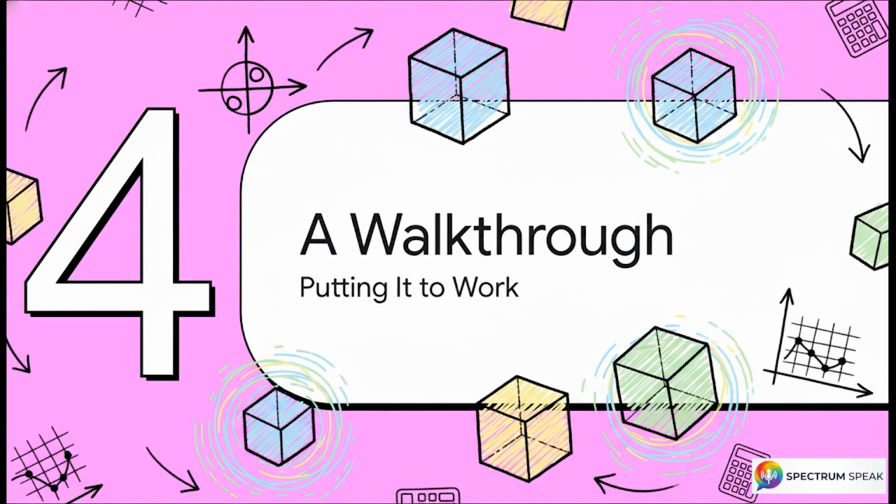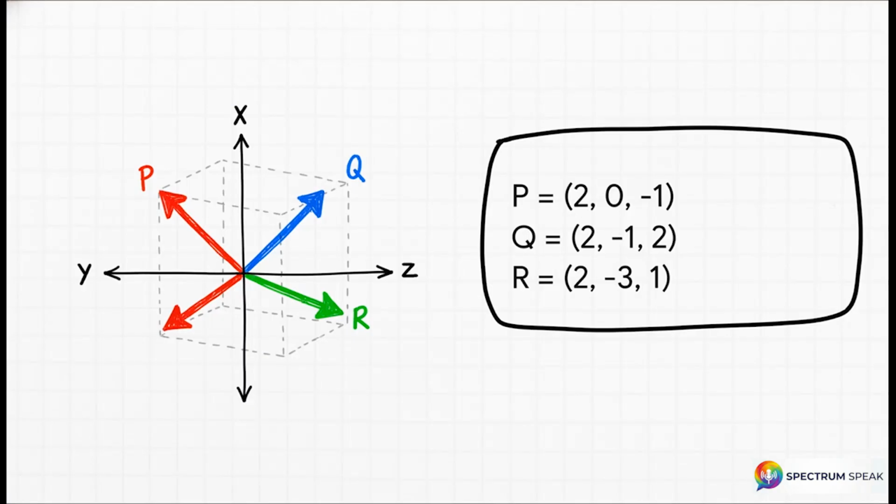All right, theory is great, but let's get our hands dirty. It's time to put these tools to work with some real numbers and see how this all plays out in a concrete example. So we're going to be working with these three vectors, P, Q, and R. You can see their components right there. First things first, let's find the volume of the parallelepiped these three vectors create.